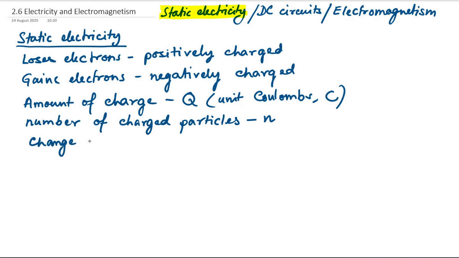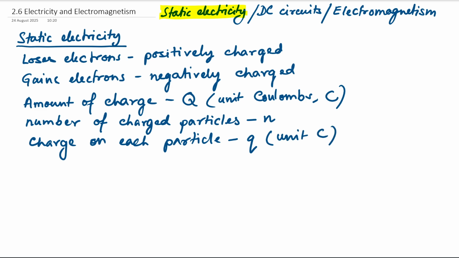So charge on particles. I think it's better to say charge on each particle. And we are going to call this small q. This is also charge, so its unit is also coulombs, C.